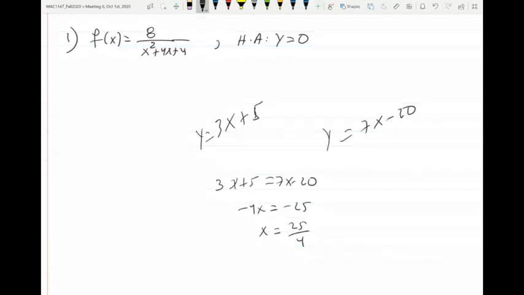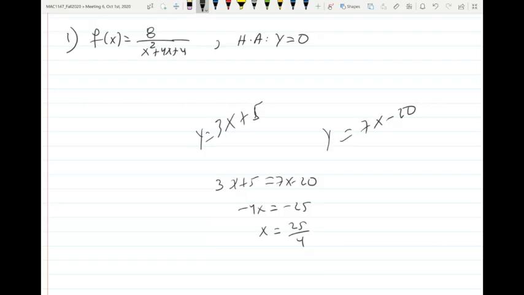Do you understand this? You just set them equal to each other and then you figure it out, because by setting them equal to each other, you're saying that they have a point in common. You just want to find that point.